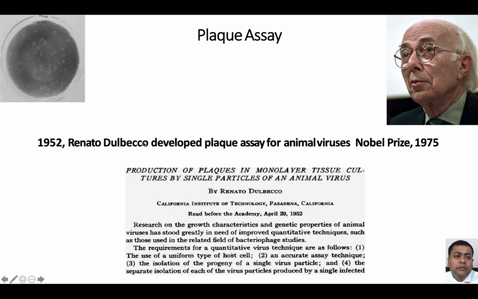He actually could transform cells on the Petri plates as well by the RSV, or the Rous sarcoma virus, and it just paved the path for many other different types of discoveries. We're going to talk about that. So the plaque assay is one of his greatest discoveries, Renato Dulbecco.